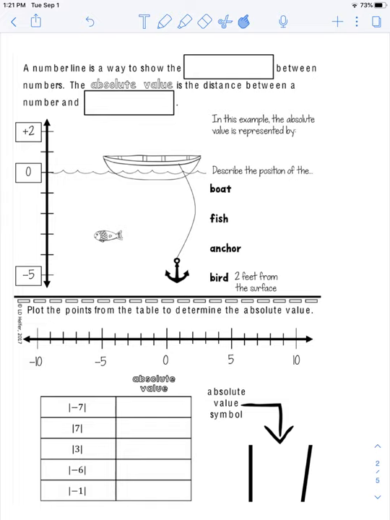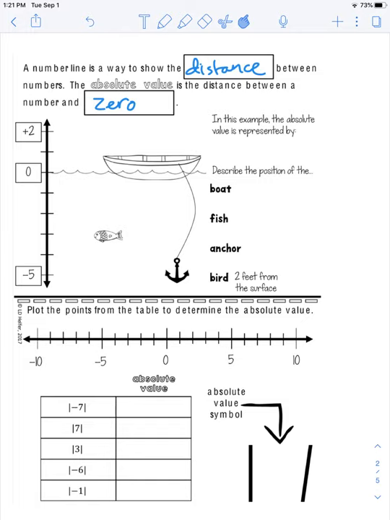So let's start with absolute value. A number line is a way to show the distance between numbers. The absolute value is the distance between a number and 0. In this example, absolute value is represented by a boat, a fish, an anchor, and there's a bird 2 feet from the surface. So using that vertical number line on the left, we are going to describe the position of the boat, the fish, the anchor, and the bird, using the numbers on the number line.